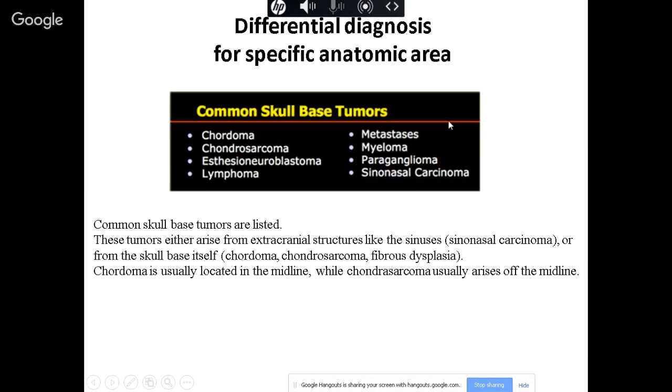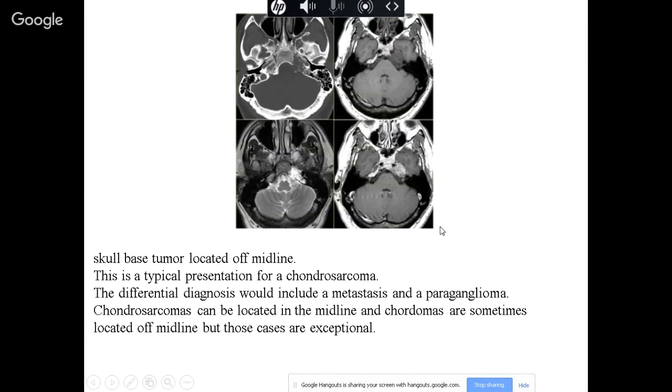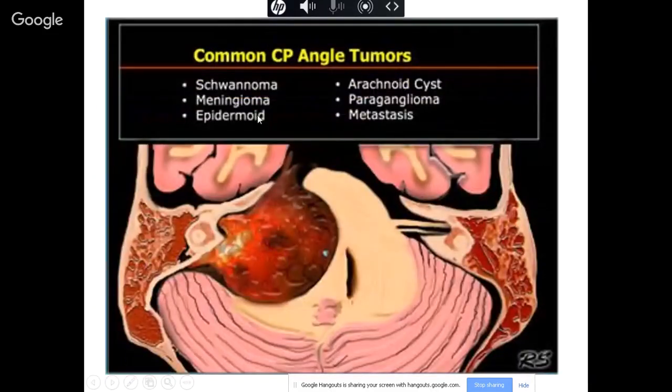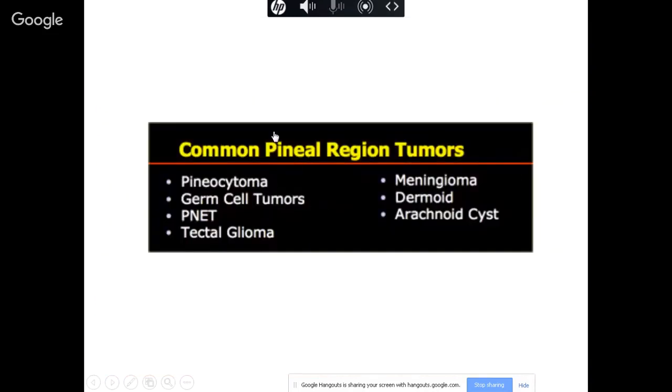Okay, anatomy. I'll just say, based on the location, skull-base problems. I will speed up a little bit. So that's the common skull-base tumor. I'll skip what you saw here, and in the sellar region, that's the common tumor. In the CP angle, schwannoma and meningioma are much more common. So that's all about the pioneer.